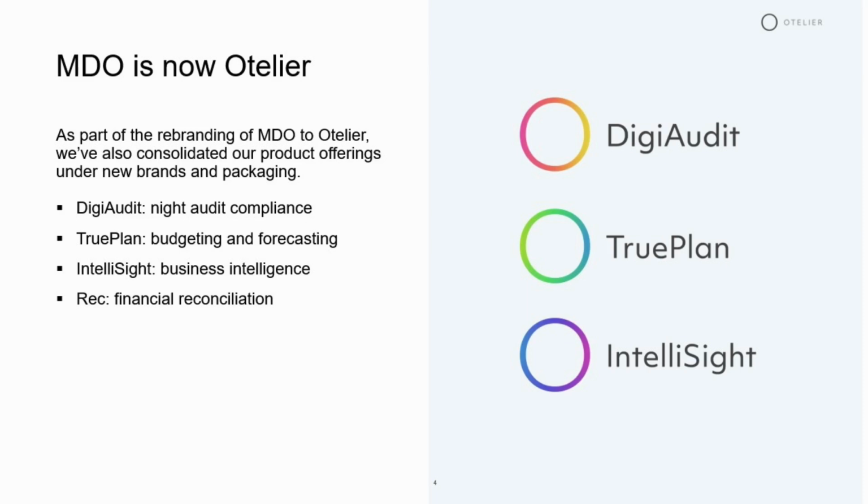Today, our product suite features three primary products. DigiAudit is a back-office automation solution that allows you to streamline night audit compliance and month-end reporting across your portfolio. TruePlan is a budgeting and forecasting tool that allows you to optimize the financial planning process, including year-end budgeting and your regular dynamic forecasts. IntelliSight is a modern business intelligence platform that allows you to transform data from all the revenue-generating outlets across your hotels into actionable insights. We also just launched a new add-on tool called Rec that I will tell you about shortly.